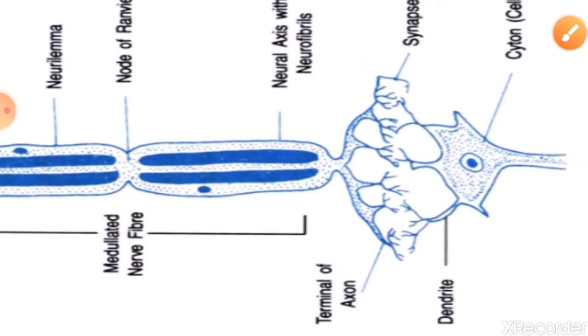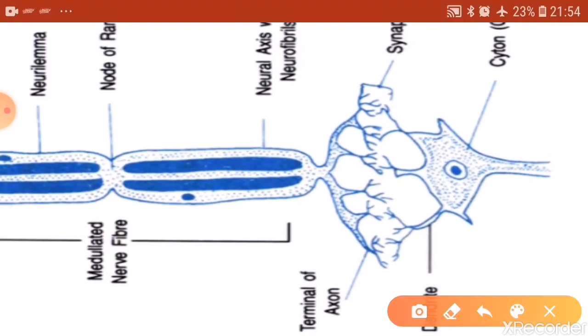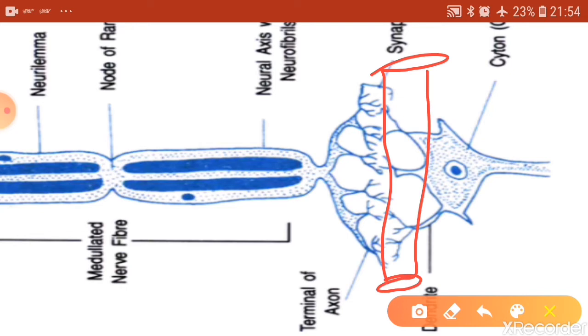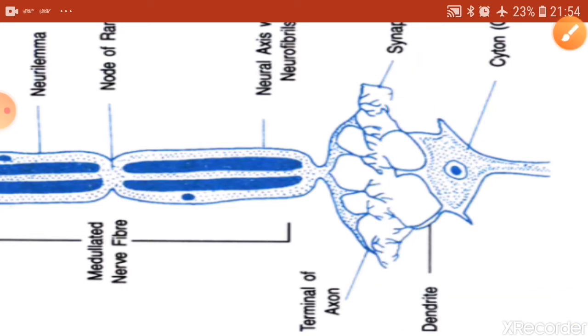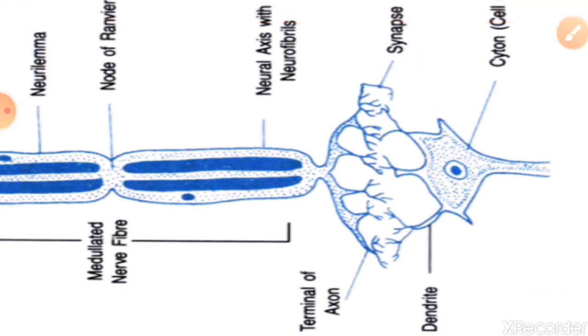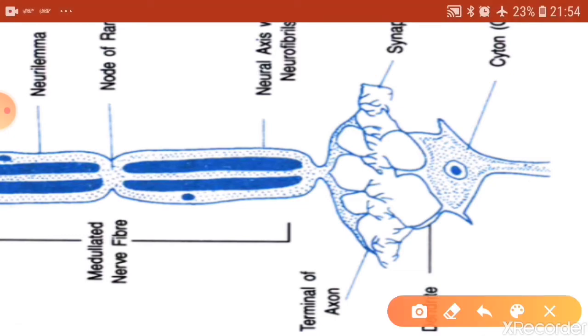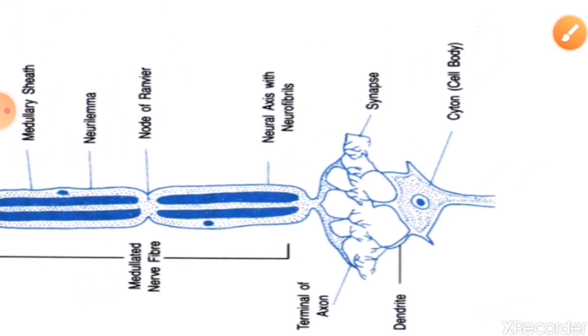Just now I had told you that the axon terminals may end over a muscle fiber, or if it is a motor neuron, it will be ending over a muscle fiber or a gland, or the axon terminal of one neuron may form a synapse. It may form a synapse with the dendrite tip of the next neuron. So now let us see what a synapse is.